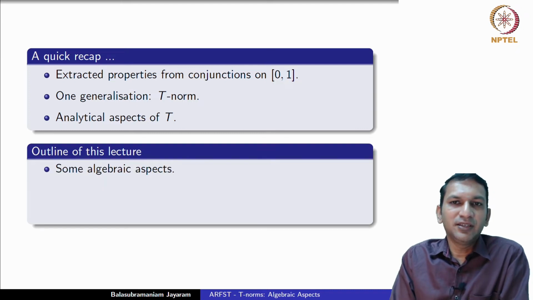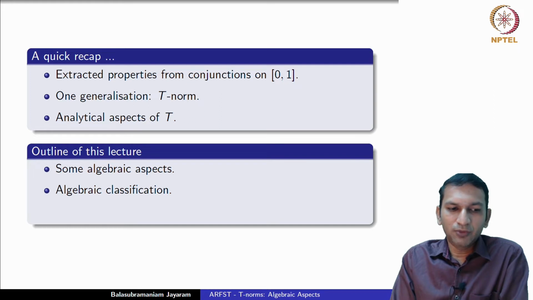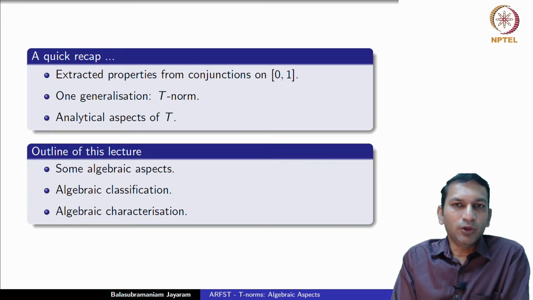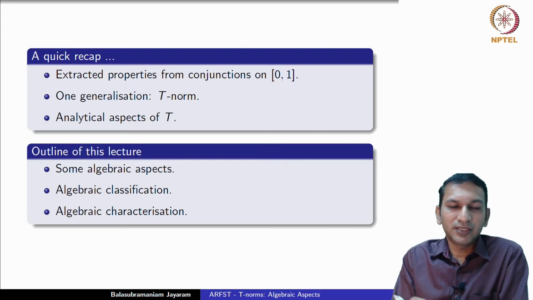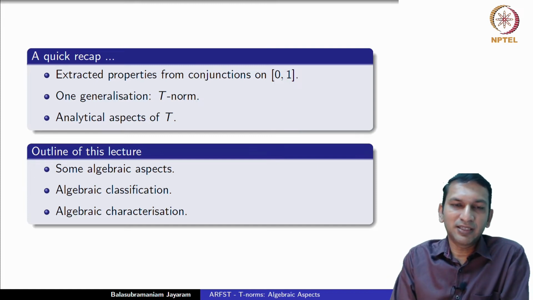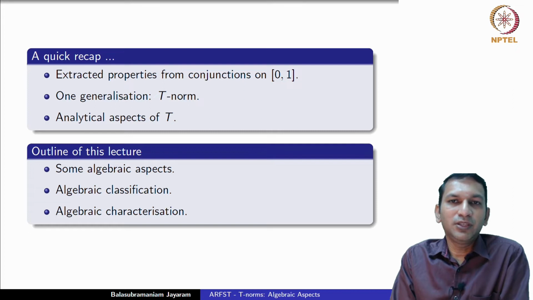In this lecture, we will look at some algebraic aspects of T-norms, both at the elemental level and also at the level of functions. And with that, we will give some simple classifications of T-norms themselves. What is interesting is, we will also see that based on the order theoretic, analytic and algebraic properties that they enjoy, the confluence of these three sets of properties actually will give rise to some interesting characterization of T-norms on the unit interval [0,1].